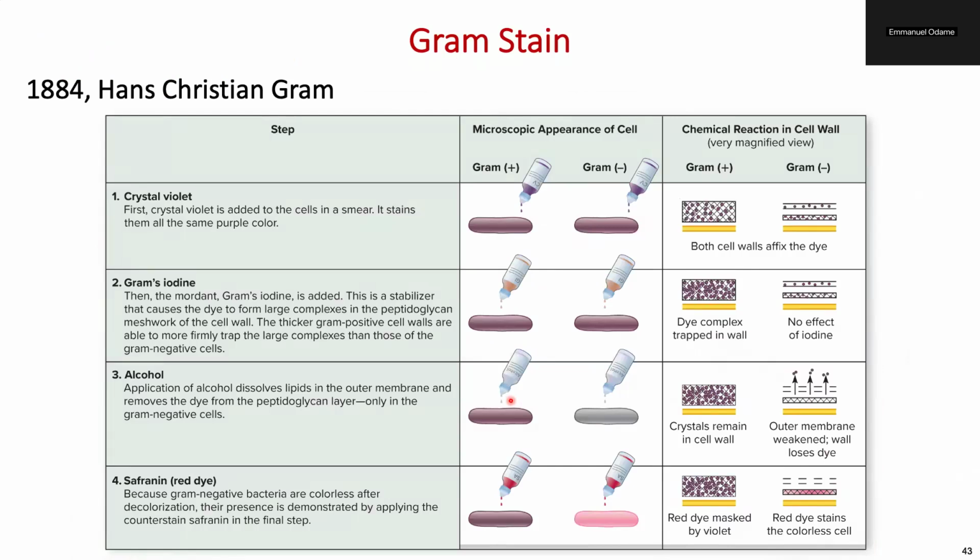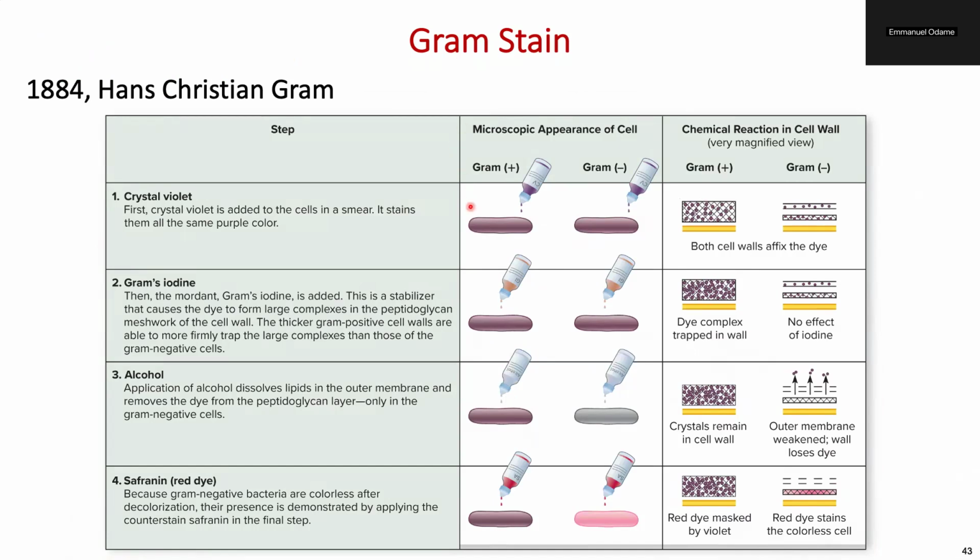So in 1884, Hans Christian Gram developed a method for distinguishing between these two groups of bacteria, which is the Gram stain. He developed the Gram stain to help us tell a gram-positive and a gram-negative bacteria apart. Basically, how this works is as simple as I'm going to describe it.